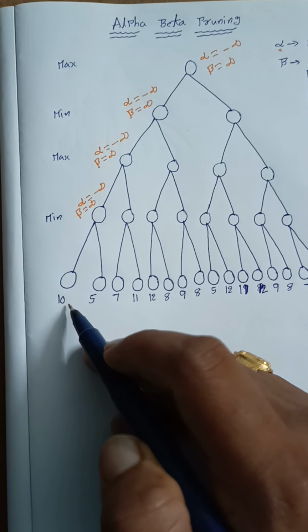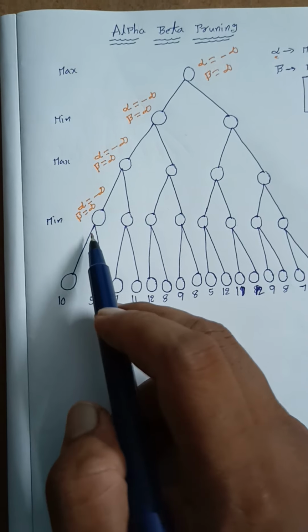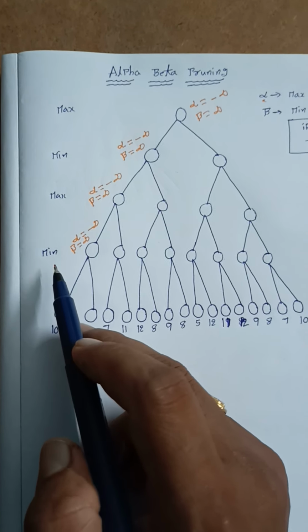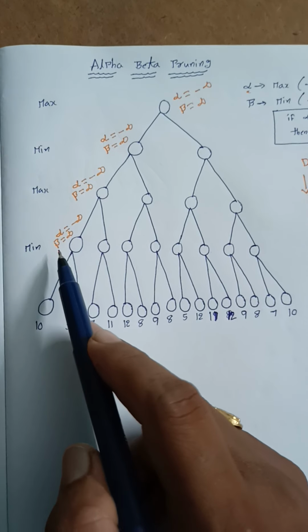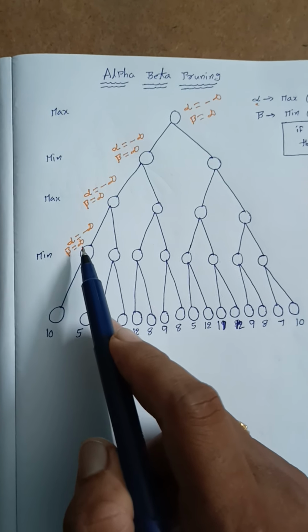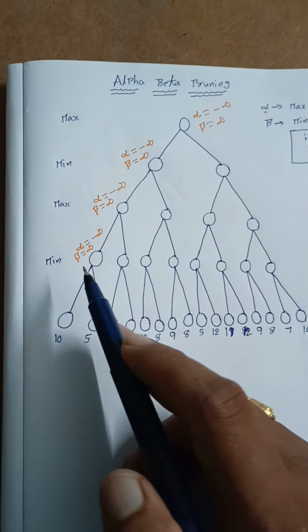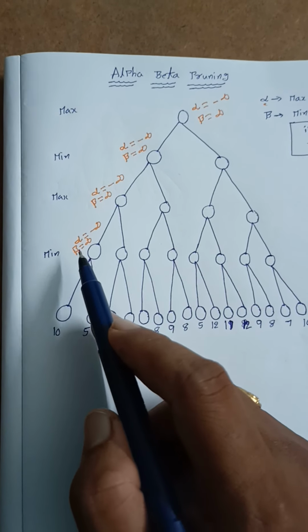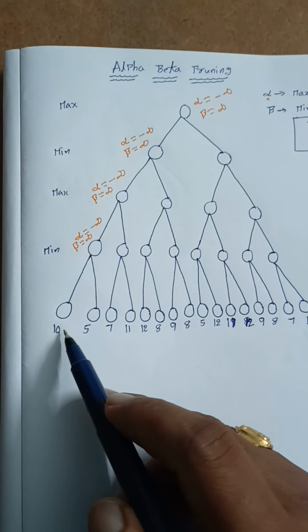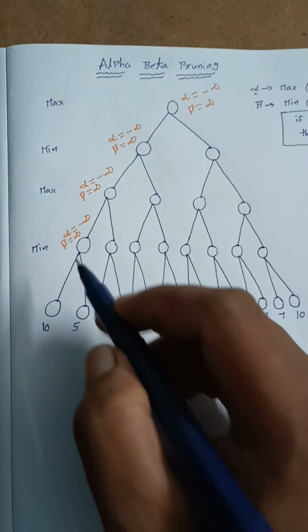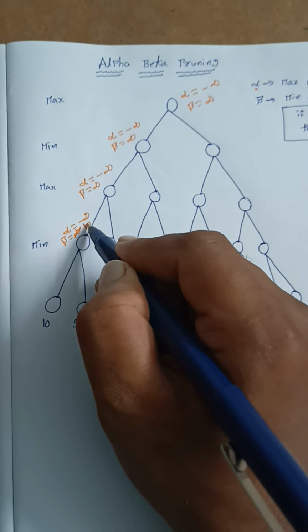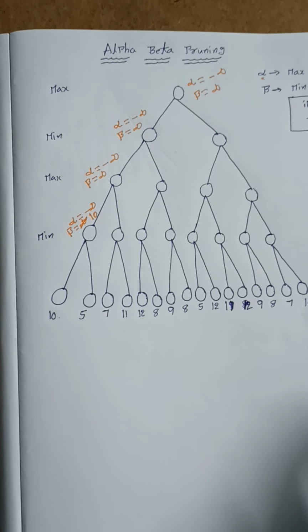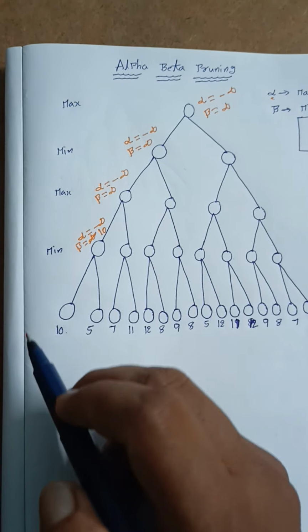The value is 10. This is the minimum level. What is the minimum level? The minimum player is beta. So in this particular level, the beta value is changed depending on the terminal values. Which is the minimum compared to beta? Beta is infinity, 10. Here 10 is the minimum, so the beta value is changed to 10. So the left child is completed.